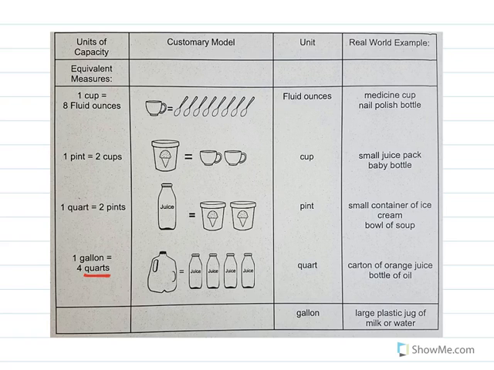Another good example is a small nail polish bottle. For a cup, a small juice pack, or a baby bottle. For a pint, we have a small container of ice cream like the one that was in the picture, or a small bowl of soup. For a quart, the carton of orange juice or the bottle of oil. If you've seen your parents buy those for when they cook, that might be the measurement that it's using. And finally, for the gallon, usually we buy the milk or the water in those big jugs.